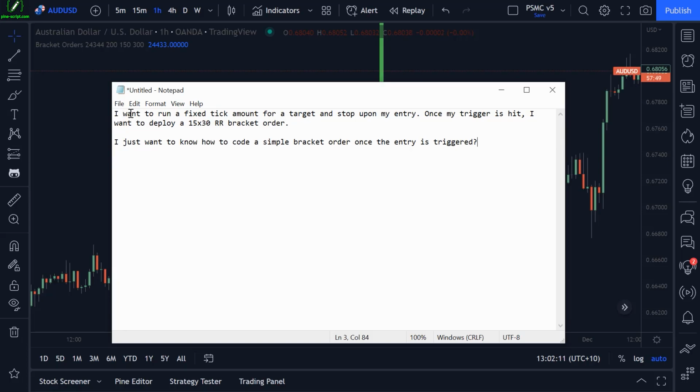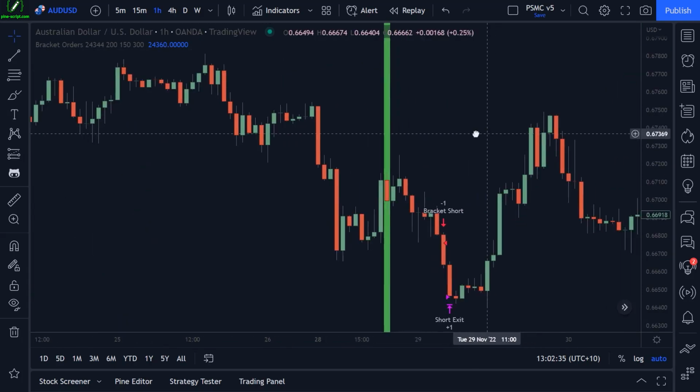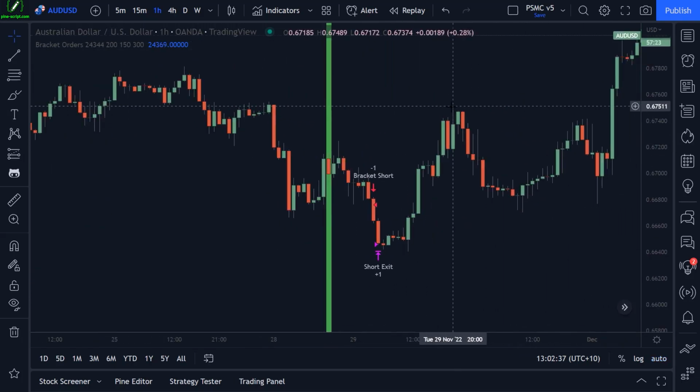The question is, I want to run a fixed tick amount for a target and stop upon my entry. Once my trigger is hit, I want to deploy a 15 by 30 risk reward bracket order. I'm assuming they mean 15 pips by 30 pips, or 15 points by 30 points. I just want to know how to code a simple bracket order once the entry is triggered. So that's what this script is doing, and I'll break down the source code in a moment.